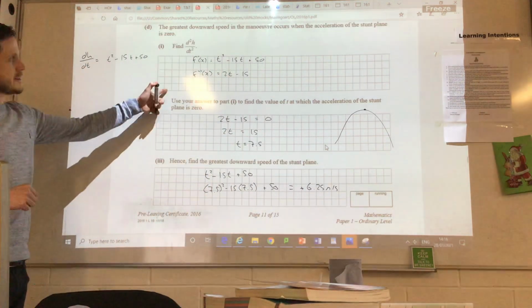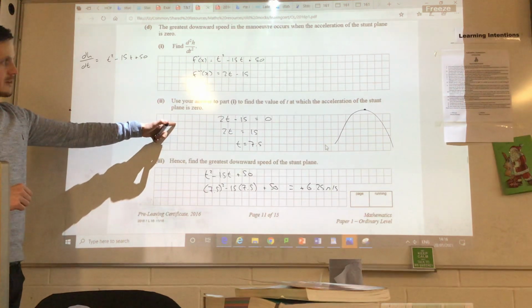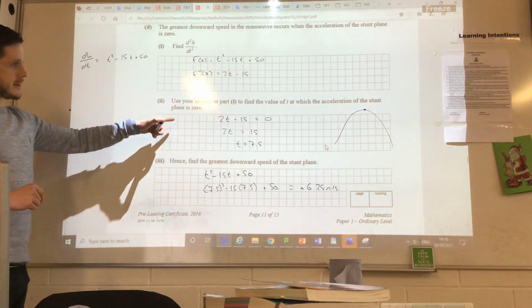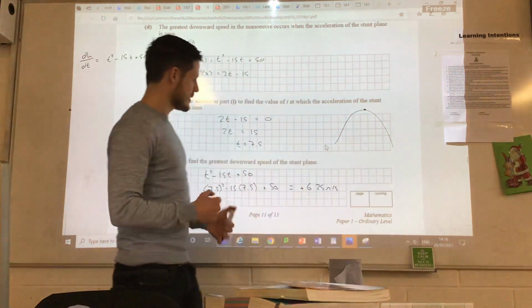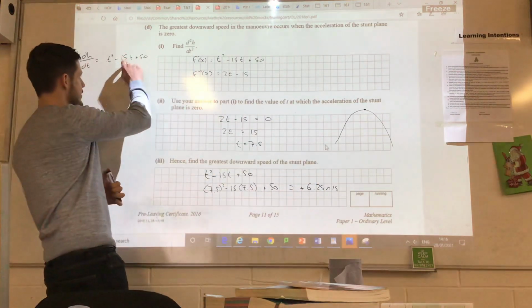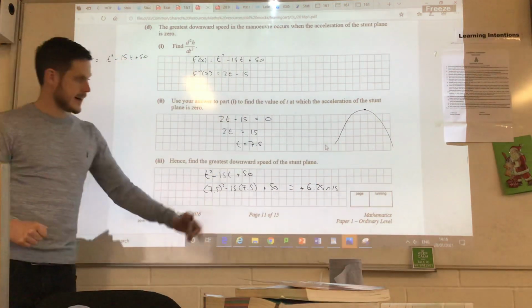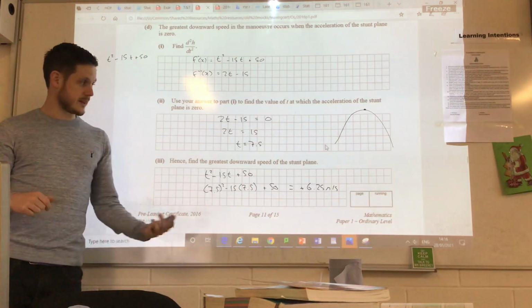So we differentiated to get acceleration. We solved to find when the acceleration of the plane is 0, or when it hits the highest point, and that takes 7.5 seconds. And then to find the speed on the way down, we sub in 7.5 into our first differentiation, that gives us speed, and it tells us that we're losing 6.25 meters per second in altitude.